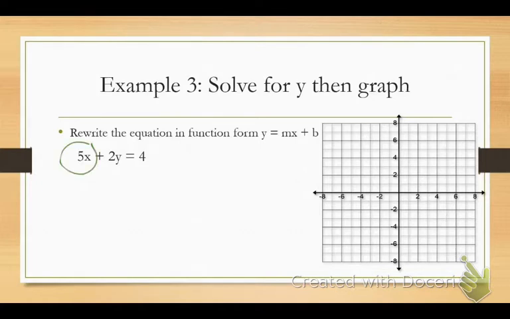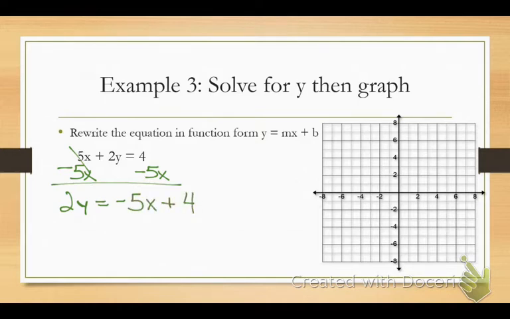So I need to move my 5x term first. Subtract 5x. All right, we want to subtract 5x from both sides. But remember, we cannot combine these terms. Okay, they are not like terms. And according to function form, my x term needs to come first. And we're going to learn more about what these variables stand for later in the chapter. All right, but for now, all we need to know is 2y equals, and our x term comes first, and then our number by itself.